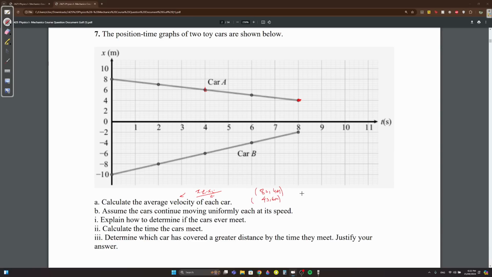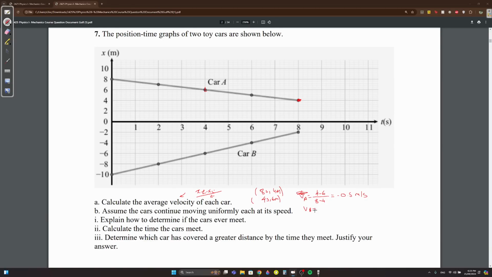Final minus initial, 4 minus 6. It doesn't matter the order, by the way. Over 8 minus 4. You get negative 0.5 meter per second for car A. This is V of A.